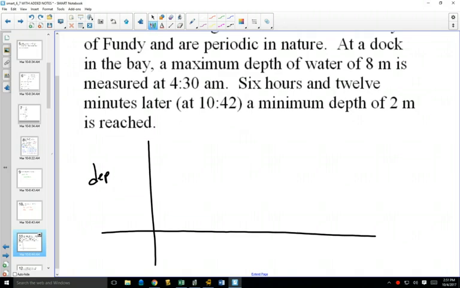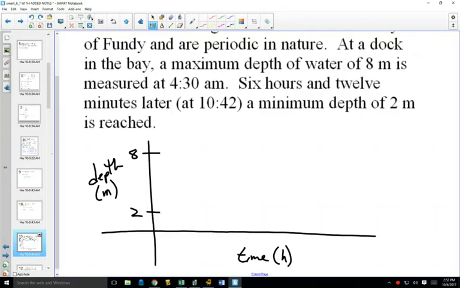Depth, yes. And the x will be time. Okay. So now that we've got that, time is in hours, and depth is in meters. Any important depths you would like to put on your y-axis? 8 and 2. So 2, 4, 6, 8. Those are important because those are going to be our minimum and our maximum values.